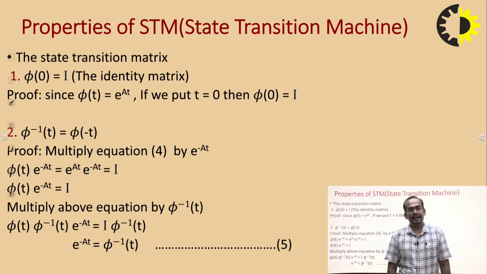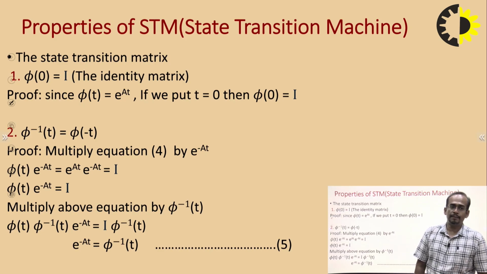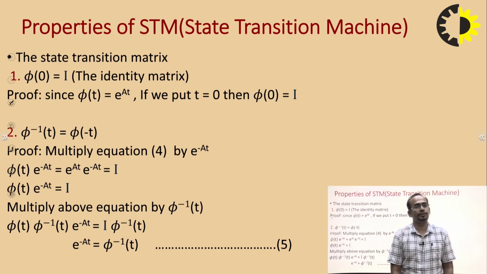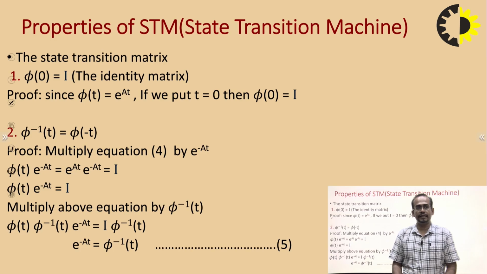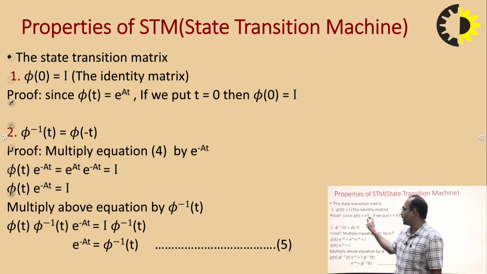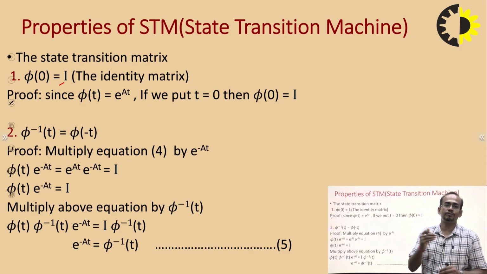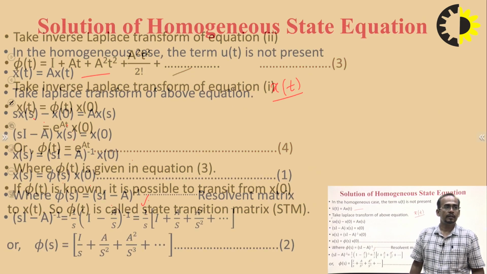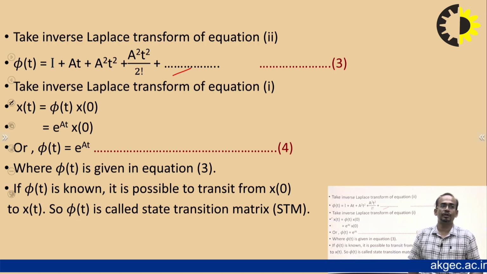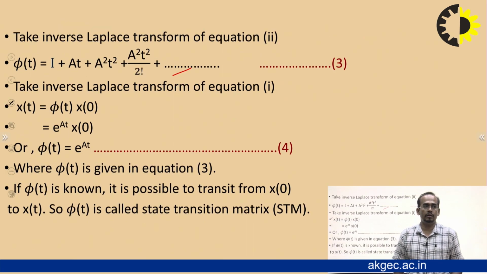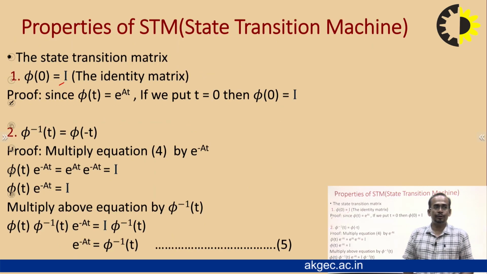So I have here phi(t) as the state transition matrix. Phi(t) is equal to I plus At plus A squared t squared by factorial 2 plus A cubed t cubed by factorial 3. I have shown this in equation 3. So here phi(t) is equal to e to the power At. So phi(0) will be equal to I. You can use equation 3 for finding the value of phi(t). By putting t equal to 0, you will get only I. So if we put t equal to 0, then phi(0) will be equal to I.